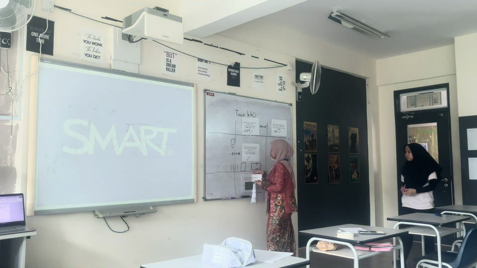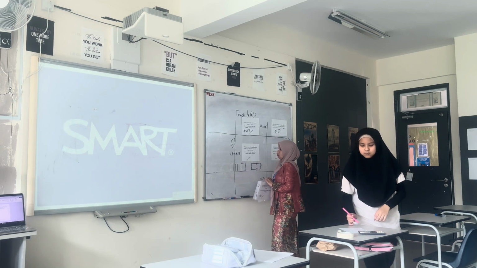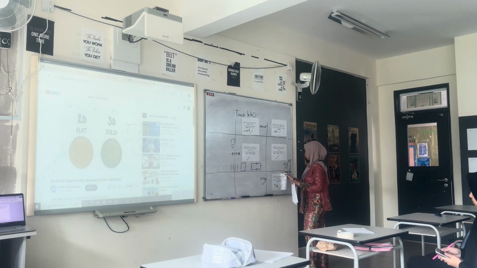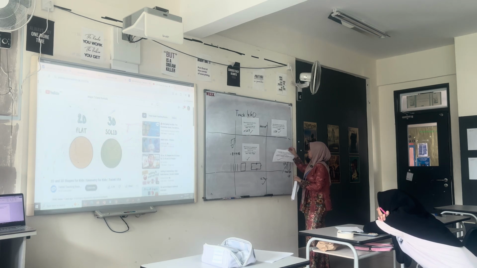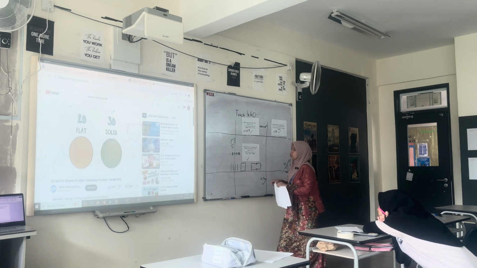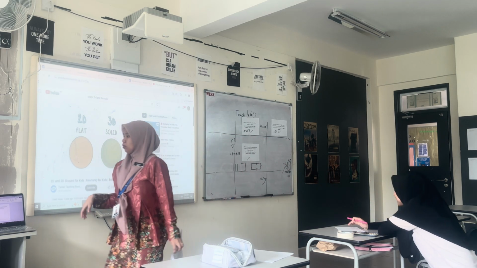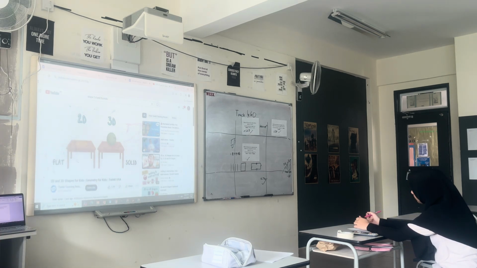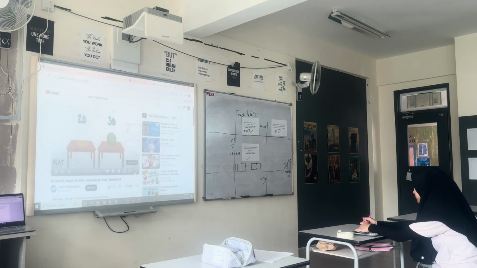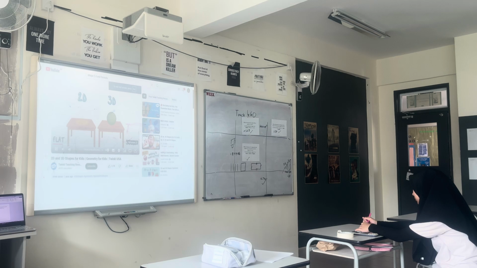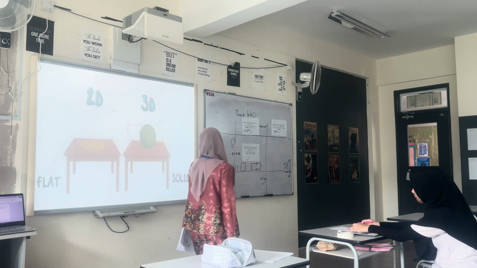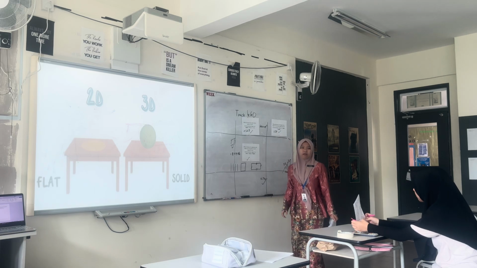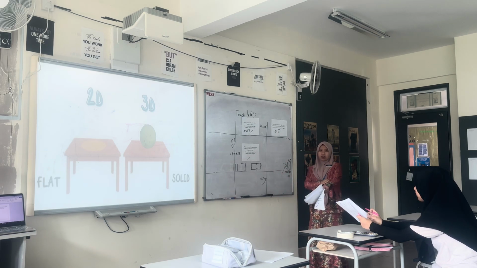What's the difference between 2D and 3D shapes? One of the easiest ways to understand the difference between 2D and 3D shapes is by identifying how 2D shapes are flat and 3D shapes are solid. For example, if you place a 2D shape on a table, it will lie flat on the surface. If you place a 3D shape on a table, it will roll or stand upright.